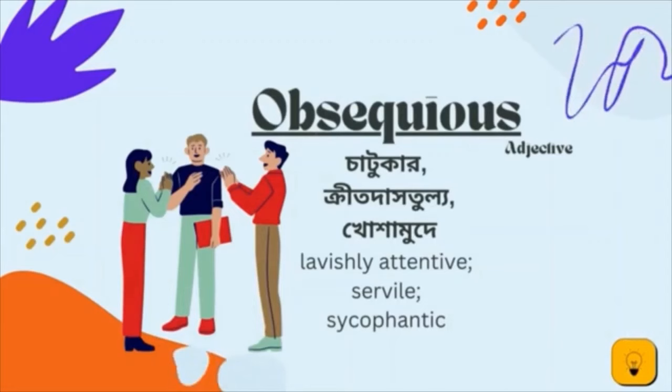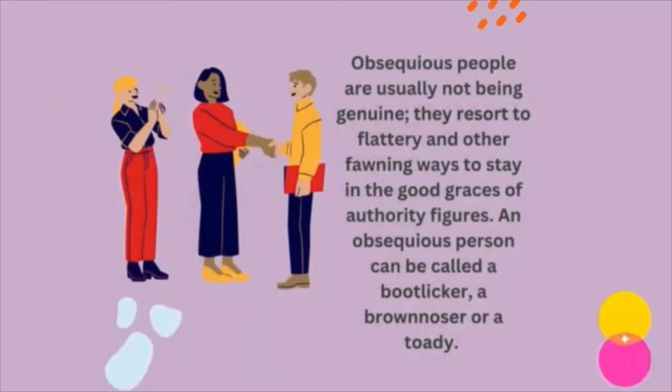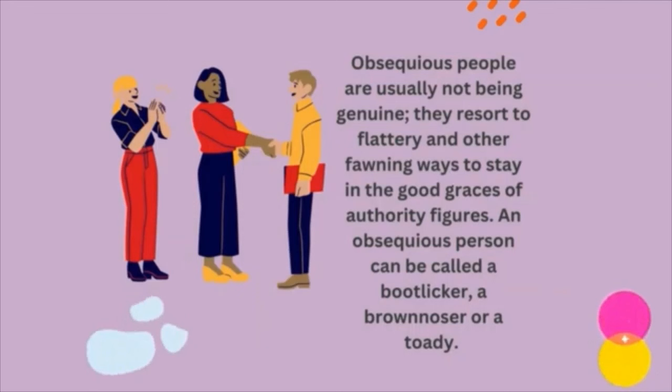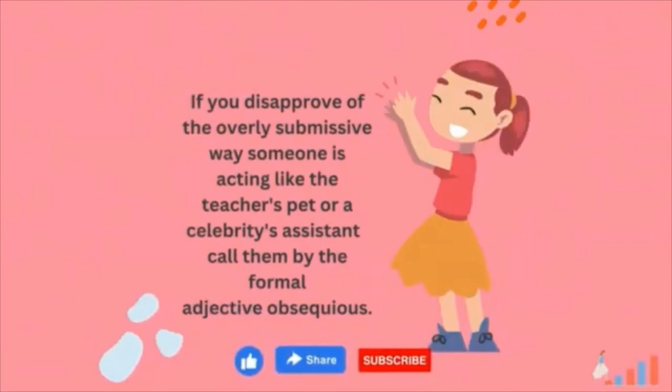Obsequious: lavishly attentive, servile, sycophantic. Obsequious people are usually not being genuine. They resort to flattery and other funny ways to stay in the good graces of authority figures. An obsequious person can be called a bootlicker, a brownoser, or a toady. If you disapprove of the overly submissive way someone is acting, like the teacher's pet or a celebrity's assistant, call them by the formal adjective obsequious.